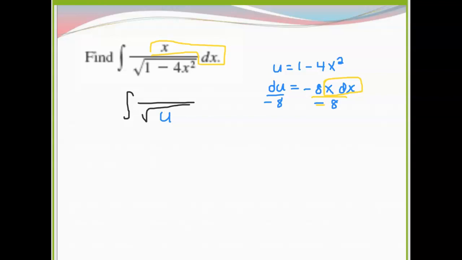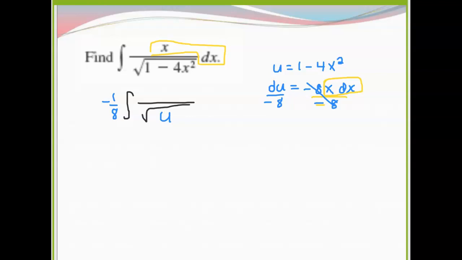And put it with my du. So that negative 8 is going to get subbed into my problem as well. So now I have the x dx. I got rid of the complicated stuff with u. That fraction or constant being multiplied by the du can always go out in front, because a constant can always go in front of my integral.